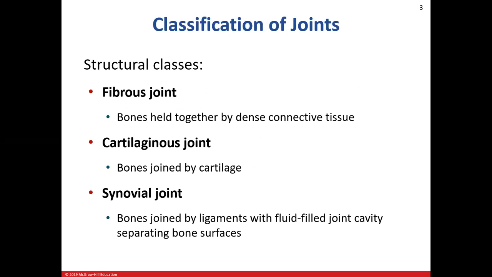When we look at the structural classes, so again, structure is basically going to be what it's made up of. And so looking at the structural classes, we have what we call a fibrous joint, a cartilaginous joint, and a synovial joint. Fibrous joints are where bones are held together by a dense connective tissue or some sort of fibrous connective tissue. A cartilaginous joint is where bones are held together by cartilage, and a synovial joint is where the bones are joined by ligaments with some sort of fluid-filled joint cavity that actually separates the bone surfaces.